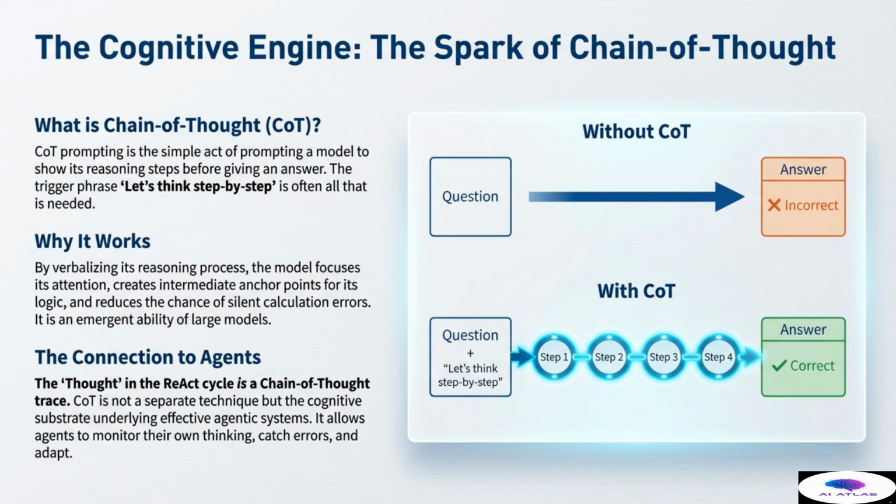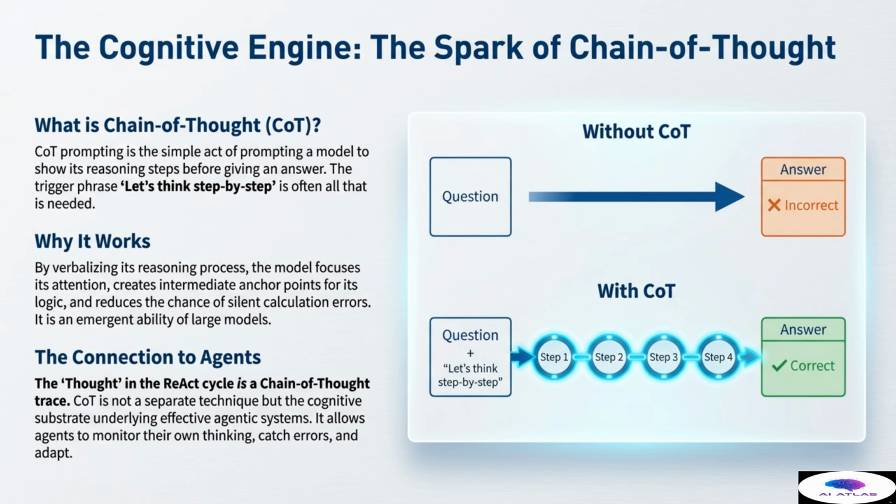We have referenced the agent's internal monologue several times. This crucial function is powered by the cognitive engine, the spark of chain of thought, or CoT. What exactly is CoT? It is the simple, yet profound, act of prompting a model to show its reasoning steps before giving a final answer. The now famous trigger phrase, "let's think step by step," is often all that is needed to unlock this capability in modern LLMs. Why does it work so effectively?